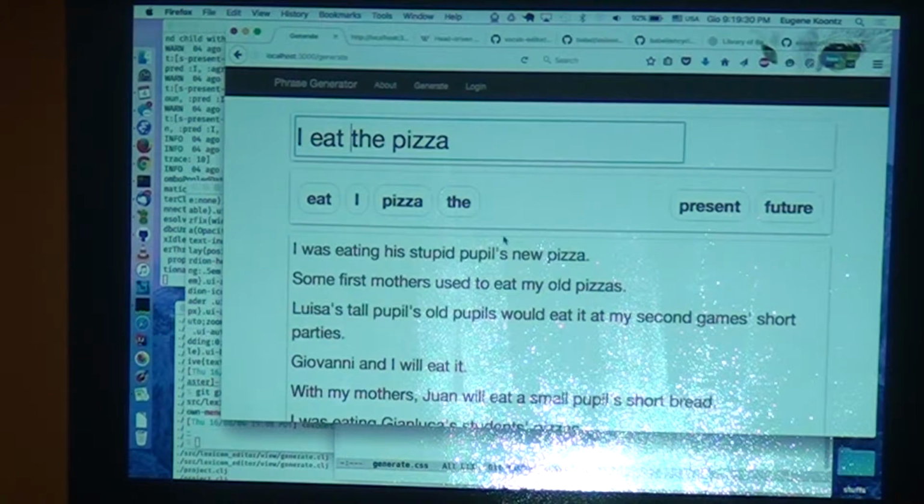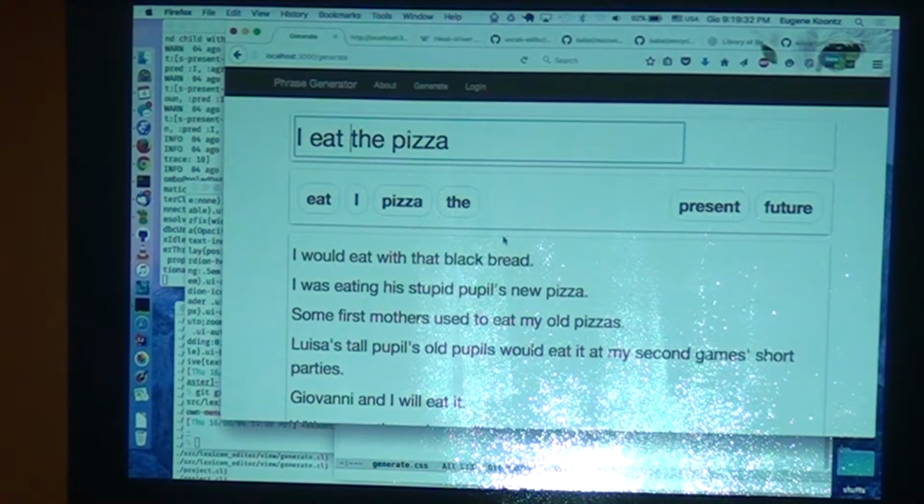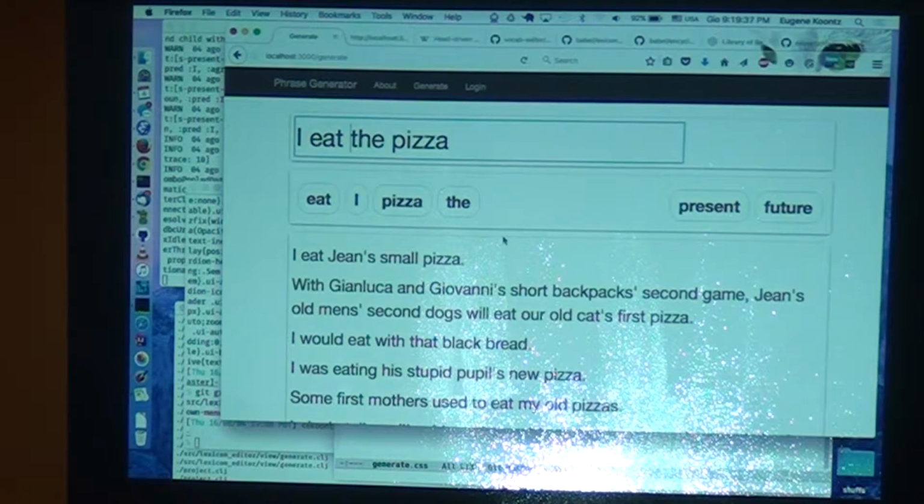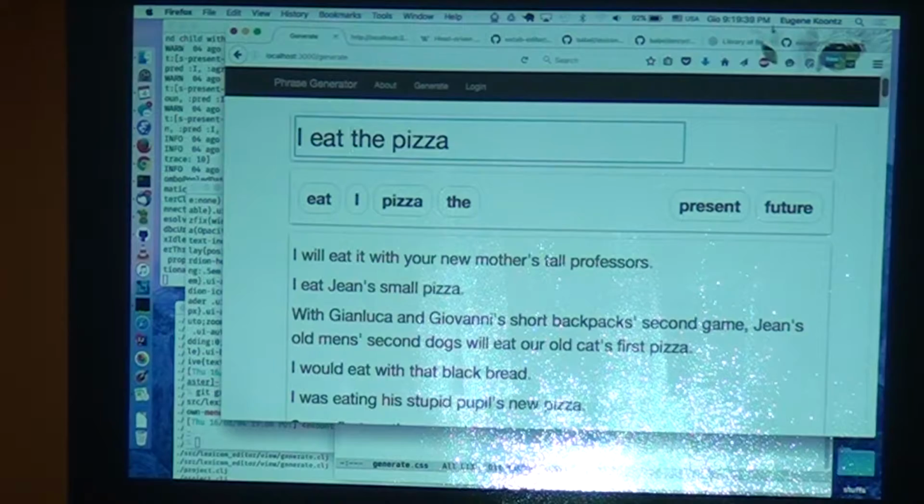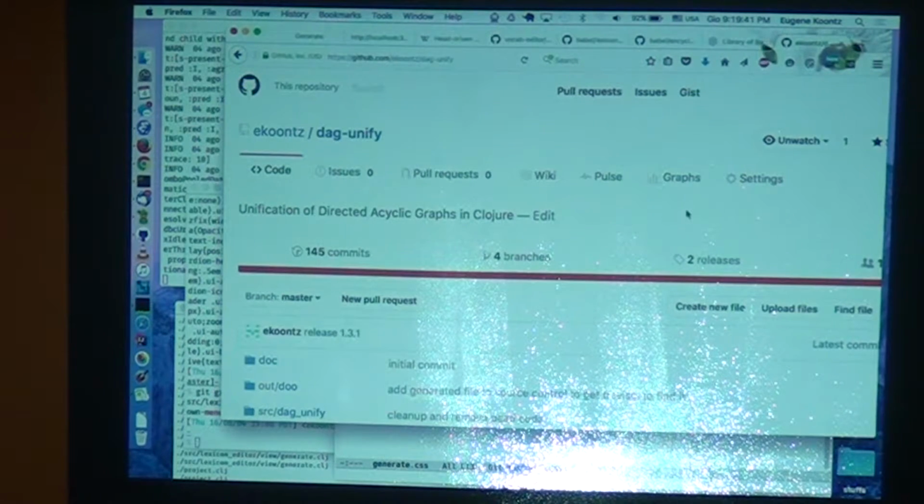So if you search for pizzas, maybe you did some of these things, right? And then last of all, GitHub. This is kind of the basis of it all.